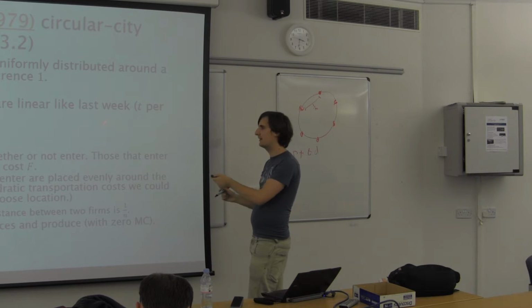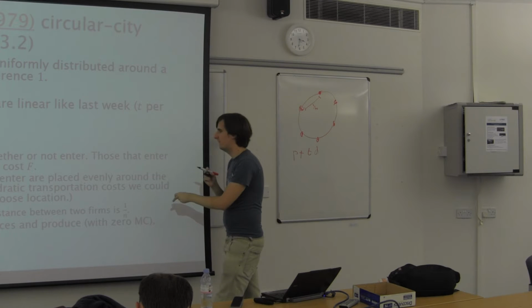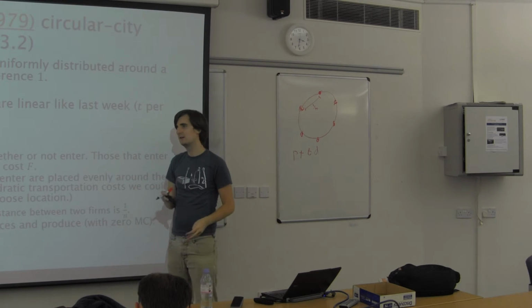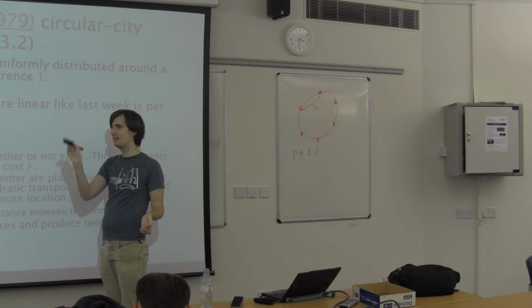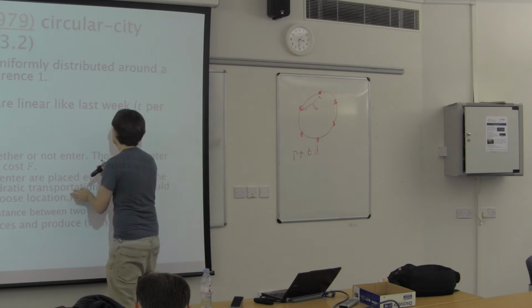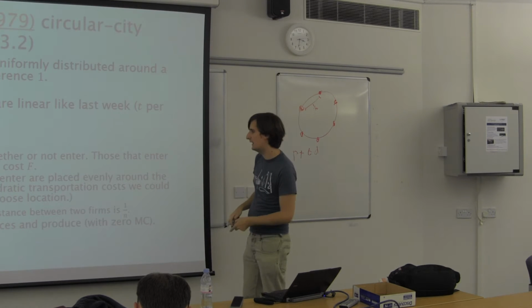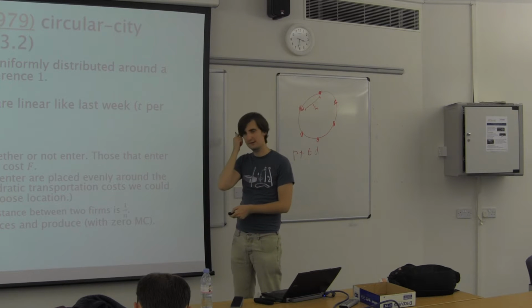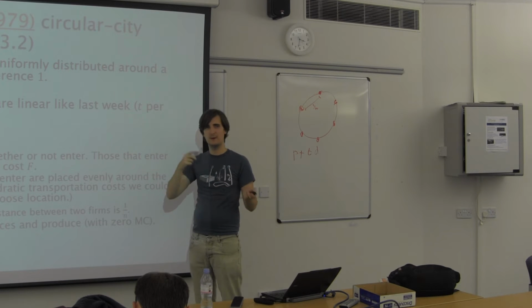And we're going to look at a 3-stage game. Firms are going to decide whether or not to enter. If they enter, they pay some fixed cost F. Then those firms that do enter get placed uniformly around the circle. We could look at an extended version of this model where firms choose where to locate around the circle. That's a bit of a pain. So firms are just going to be positioned equally around the circle. And then firms are going to choose prices, and they're going to have 0 marginal cost, and then consumers are going to choose which firm to buy from.